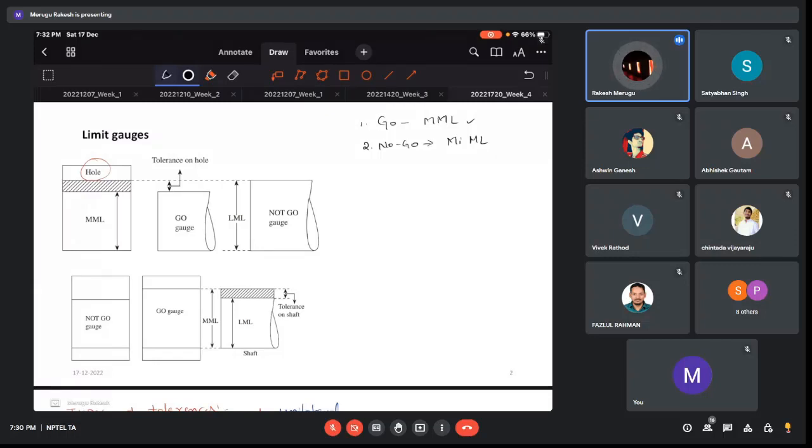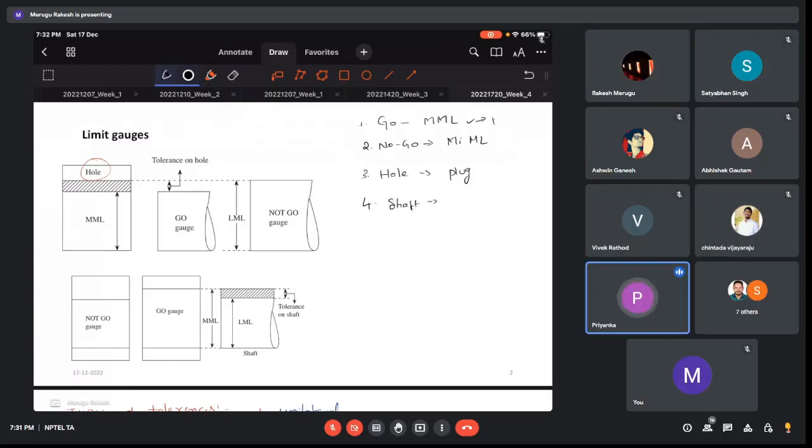And the go and no-go gauges for inspecting a hole, we call them plug gauges. If we are inspecting a shaft, anyone? Snap gauge. Ring gauge. Ring gauge, correct. Snap gauges will come.